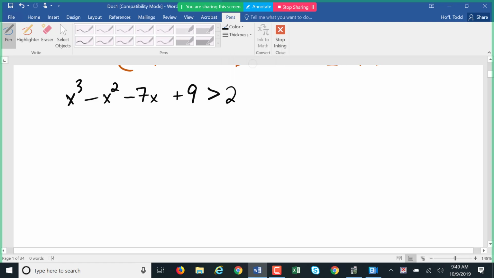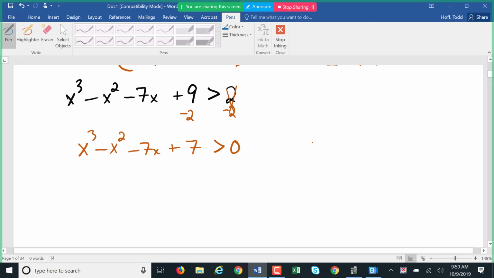Now again, we have to set it compared to 0, so I want to get rid of that 2. I'm going to subtract 2 from both sides. It'll be gone, it'll be 0 on the right. The only place I can subtract it from is from the 9 ones on the left. So x to the third minus x squared minus 7x plus 7.